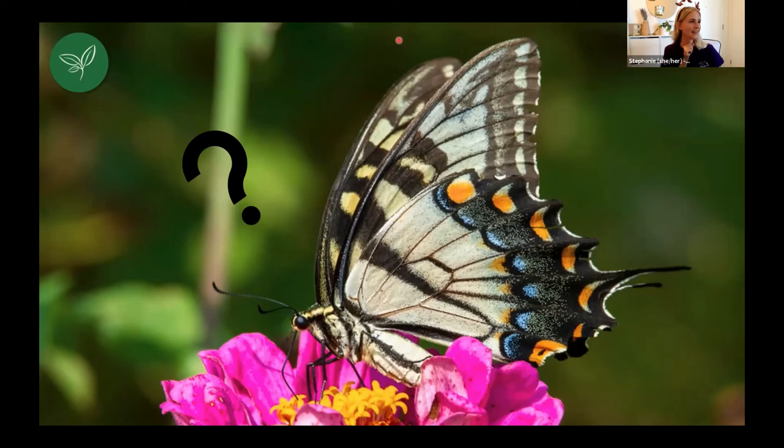Awesome job, everyone. Okay, Catherine, I think we can end this one too and show the results. It is a swallowtail. Great job, everyone. Swallowtail, once again, it has this long tail-like feature on the hindwing or the underwing, as you can see here. So great job. Let's go to the next one.